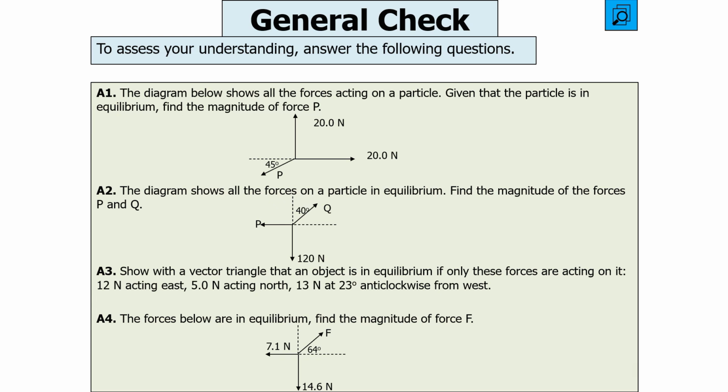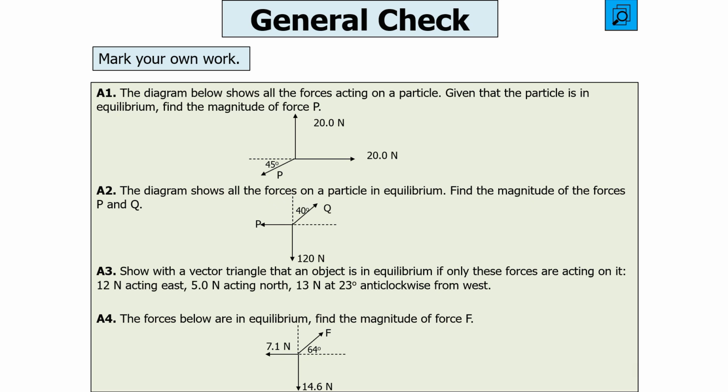12 newtons acting east, 5 newtons acting north, and 13 newtons acting 23 degrees anti-clockwise from west. And then the forces below are in equilibrium, find the magnitude of force F. So pause the video now, then unpause the video when you want to go through your answer.